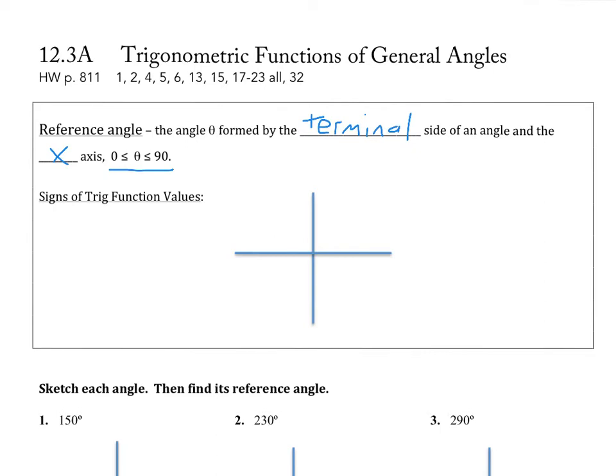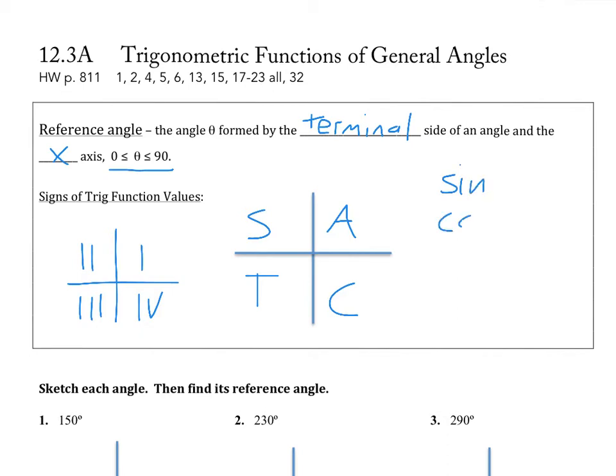Alright, next thing we're going to learn about is the signs of the trig function values. So remember, the quadrants go quadrant 1, quadrant 2, quadrant 3, and quadrant 4. And so the signs for those, people remember it using ASTC. And some people use the phrase, all students take calculus. Alright, so what does this mean? So for the first 3 trig functions that we learned, this tells you which ones are positive.